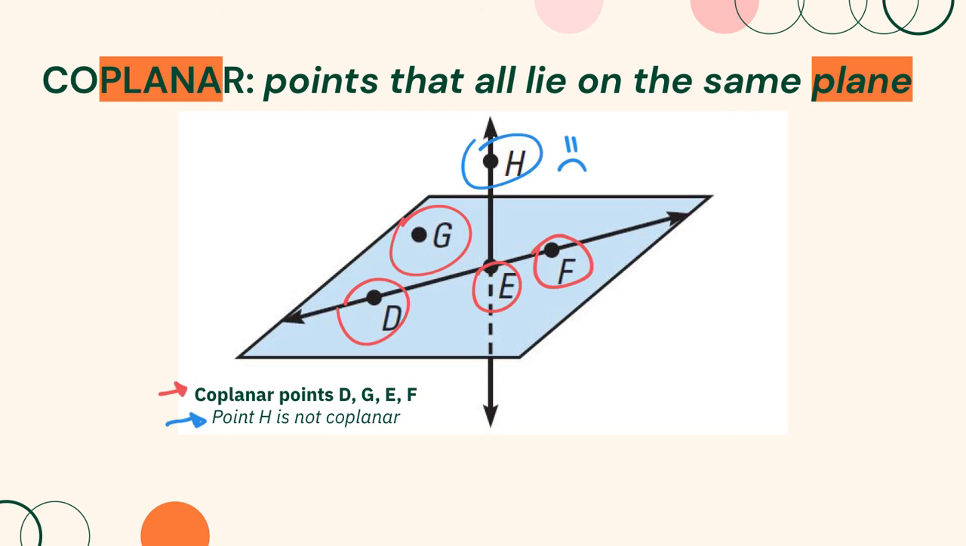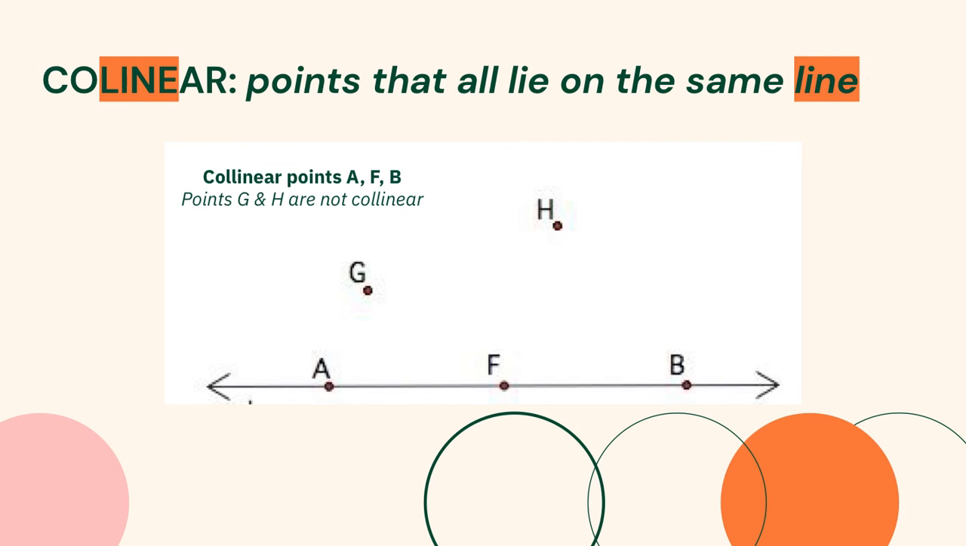Just like the word we talked about for a plane, we also talked about a line. So collinear, same thing. A, F, and B are all on the line. That makes them collinear. And G and H are not on the line, which is what makes them not collinear. And that's a quick review of our geometry vocab.